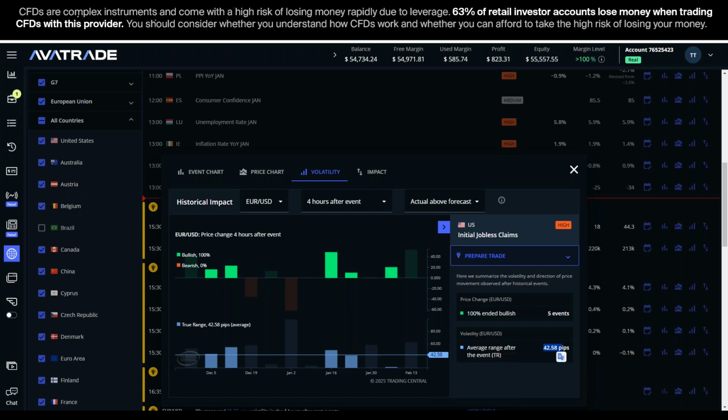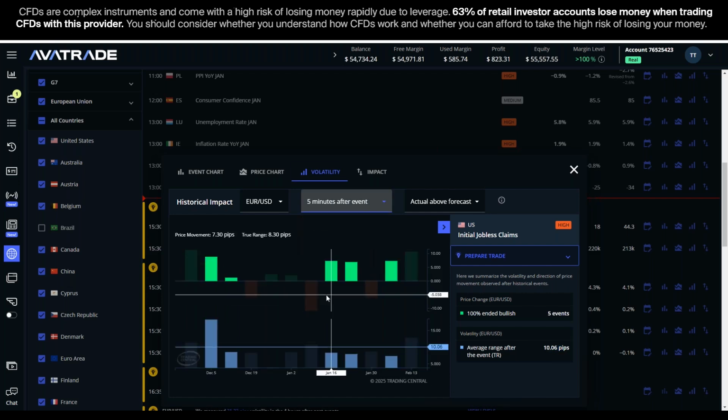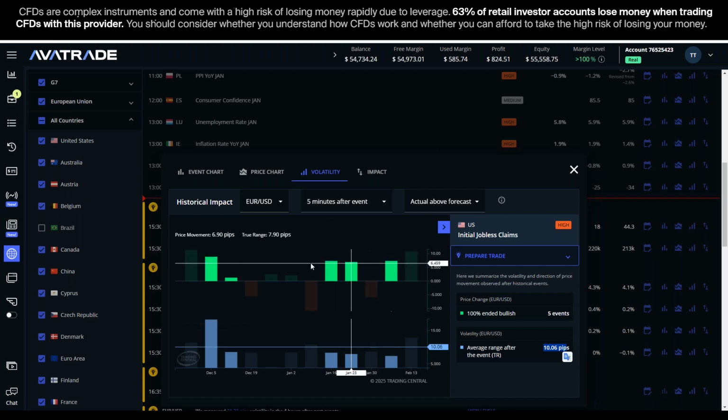Now, some of that is downward movement before going up. So what you can do is say, in the first 5 minutes after these announcements, how far did they go? 10 pips, average range movement. And it doesn't take 5 minutes to place a trade, right? So if you know from this past data, hey, if these numbers come in higher than expected, I probably want to buy if I like the entry point, then in the first 5 minutes you have time to get a trade off.